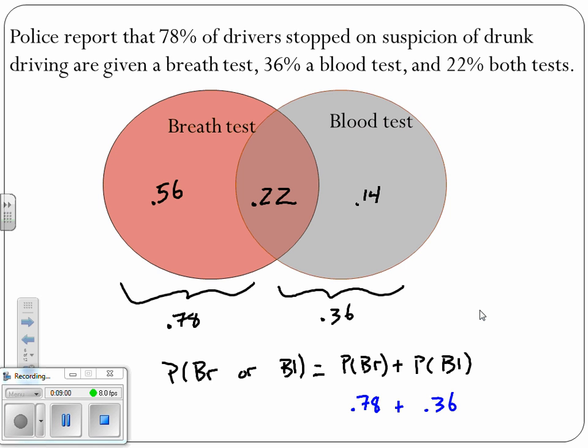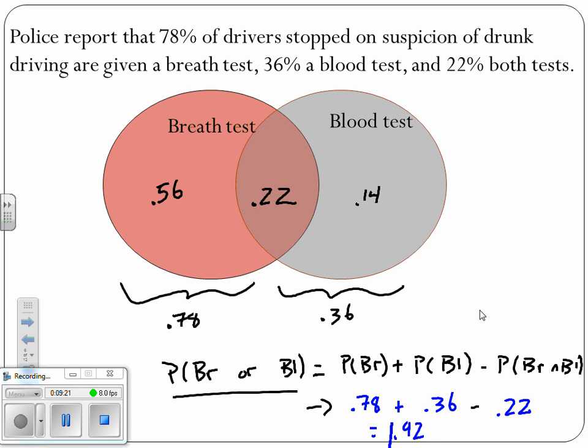If we go down here to the bottom and remember our new addition rule, don't forget we need to subtract the overlap. So again, what we've actually done here when we just do 0.78 plus 0.36 is we're double counting that 0.22. So make sure that you take out the 0.22, and that would tell us that 92% of people are given a breath or a blood test.